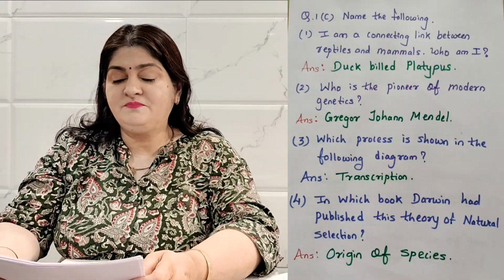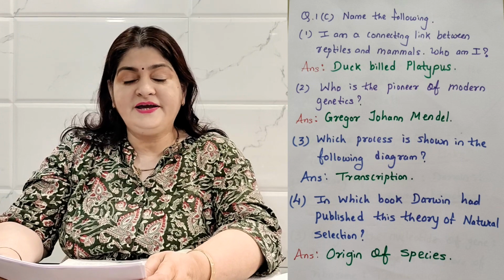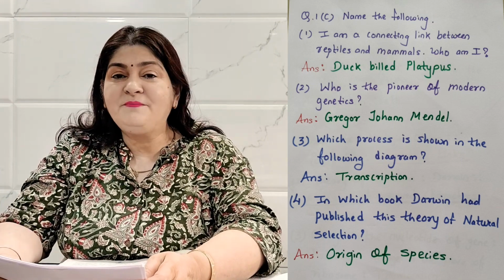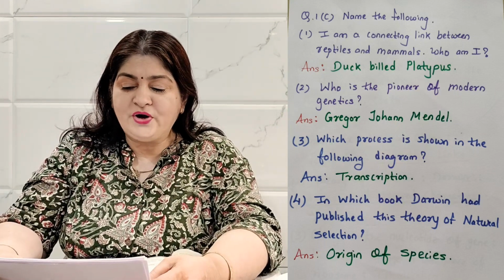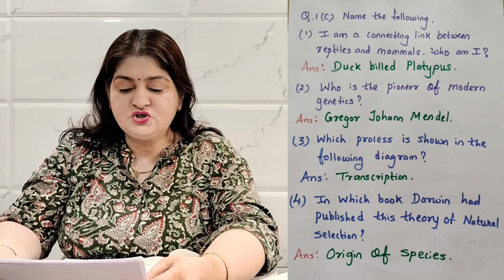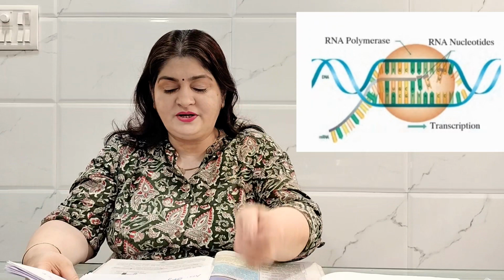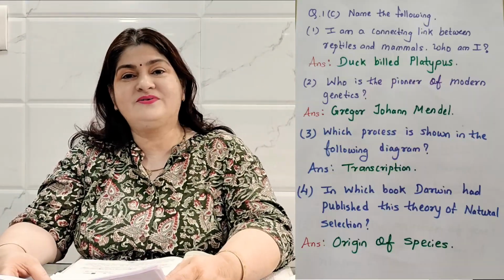Question 1C, name the following. I am a connecting link between reptiles and mammals. The answer is duck-billed platypus. Second one: who is the pioneer of modern genetics? Gregor Johann Mendel. Which process is shown in the following diagram? See the diagram on the overlay and the answer is transcription.